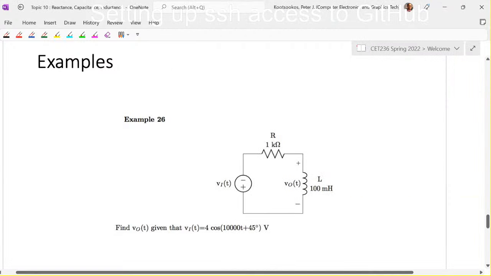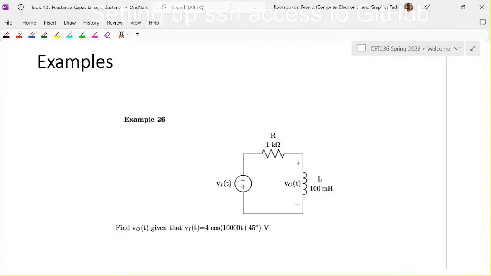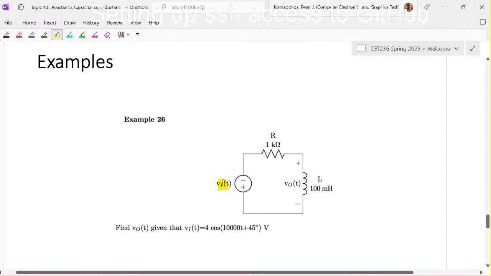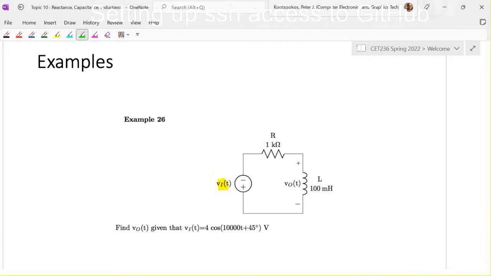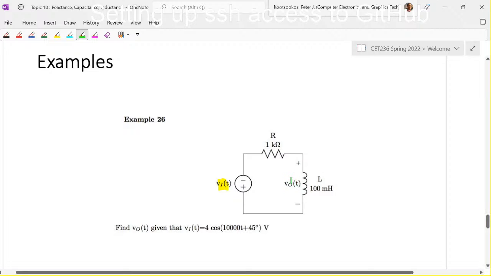So here's an example circuit. It's got a 1 kilo ohm resistor, and it has a 100 millihenry inductor. We've got an input voltage, VI, and we've got an output voltage, VO, which is the voltage across the inductor.